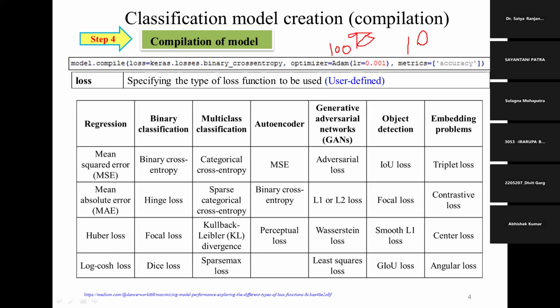But how can the model calculate? The model can calculate using some loss function. If you have a binary class problem, then the concept is binary cross entropy. If we go for multi-class, then the function is categorical cross entropy. Please keep that in your mind. Based on the classes, you can also change your loss function.